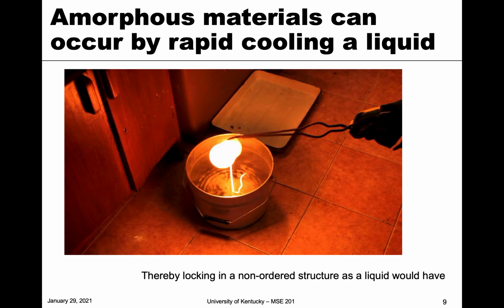All right, so let's understand how it happens. Amorphous materials can form in a number of different ways. One of them is that we can rapidly cool a liquid. A liquid, as we know, has that same chaotic, disordered structure. And so if we cool it down really quickly, it can freeze in that non-ordered structure. We lock in that structure. This is how those inorganic glasses and some polymers become amorphous: they're cooled down very quickly.